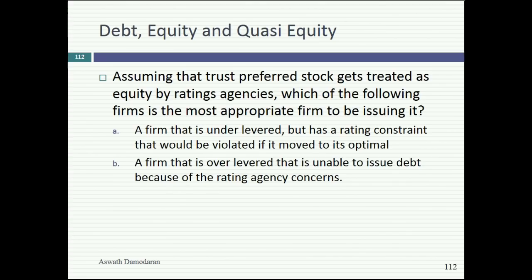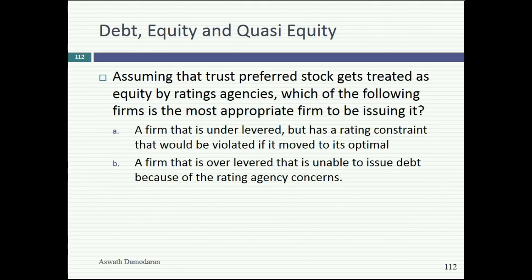Firms that are underlevered, that are choosing not to go to their optimal. Remember we talked about rating constraints that companies have. Maybe there's a company that can be at 40% debt but stops at 20% because if it goes to 40%, its rating will drop to A- and it doesn't want that. So that's the first group. Underlevered firms that have a rating constraint, or maybe overlevered firms that can't borrow money the traditional way because they're overlevered, but they can pull this off because it's kind of tricky. You're issuing debt and nobody knows you're issuing debt. Which group do you think is a better candidate for selling trust preferred to if you want to do less damage in the long term? The underlevered or the overlevered?